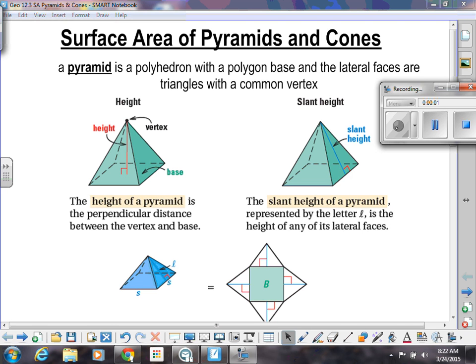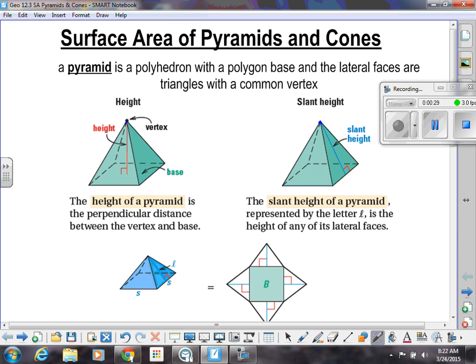So in this video, we're going to talk about surface area of pyramids and cones. And a reminder of what a pyramid is. Remember, it's just a polyhedron, and it has a polygon base. So the base is some shape that you're used to. And the faces, the lateral faces, are triangles. So you can see that these faces are going to be triangles here when we have a pyramid. Okay? And they all have a common vertex, so they all come to a point, which is what we've discussed.